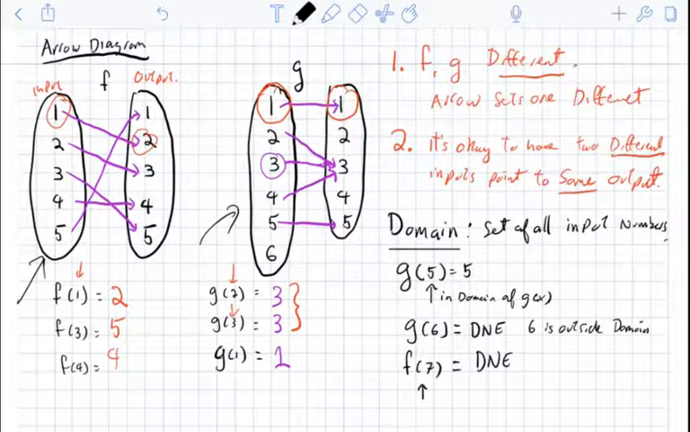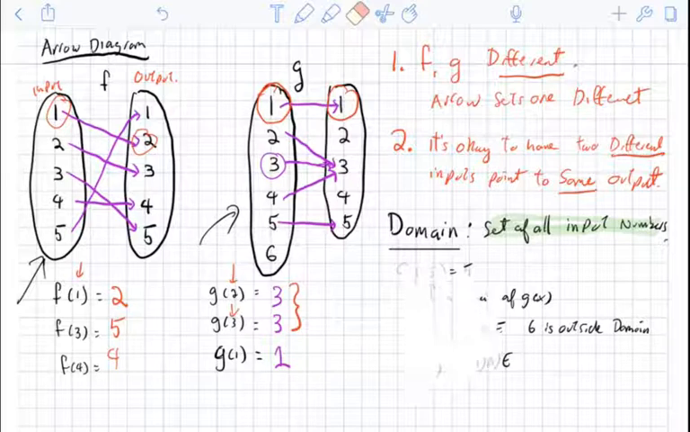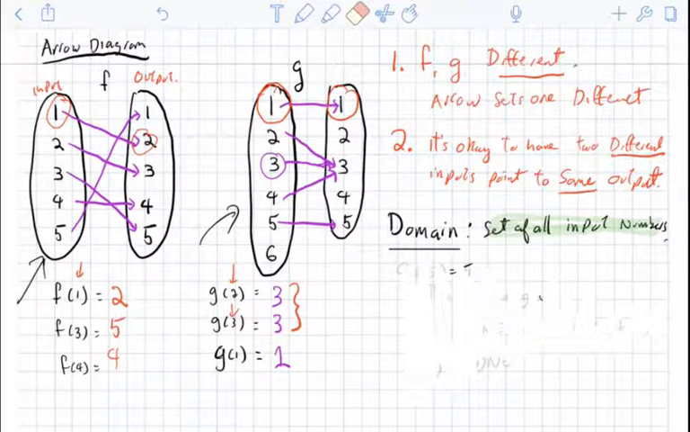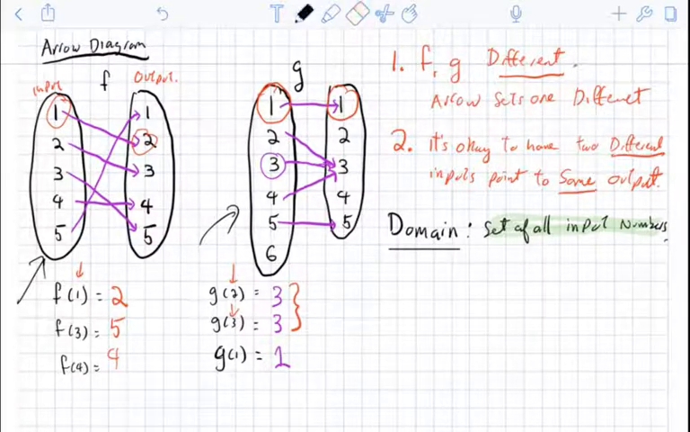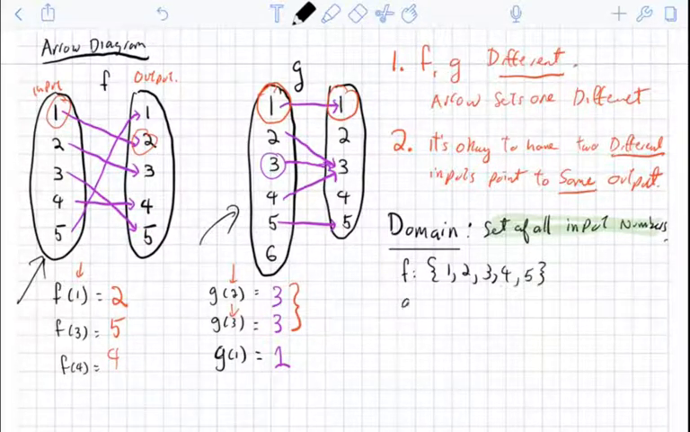So by input numbers, the set of input numbers, we mean all of the numbers that kind of have an arrow attached to them. And so we can list these, especially in these cases, in these little arrow pickle diagrams. It's fun to list the domains. So the domain of f is numbers 1, 2, 3, 4, 5. The domain of g is 1, 2, 3, 4, 5. Note that 6 isn't in the domain because it doesn't have an arrow attached to it. Okay.